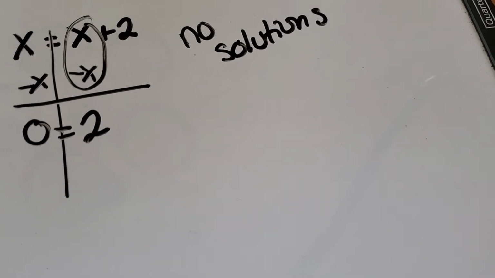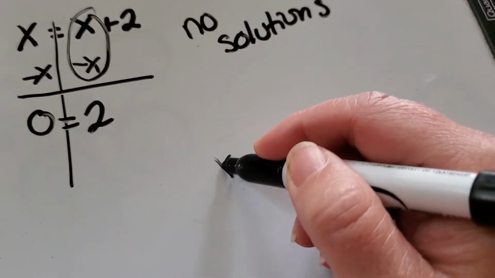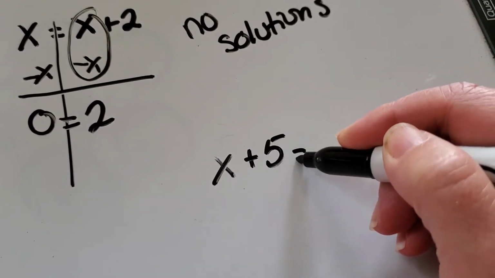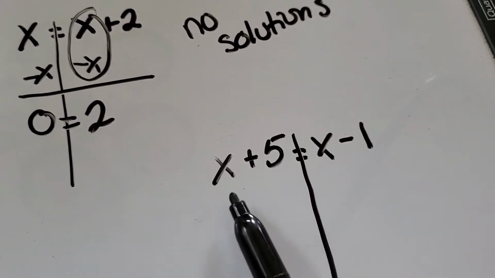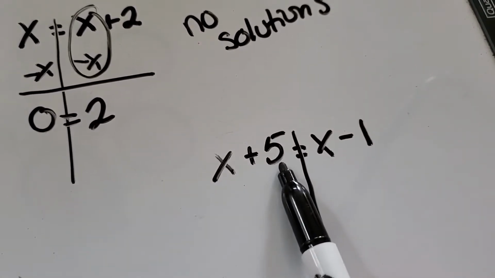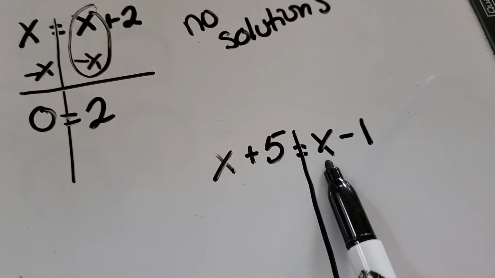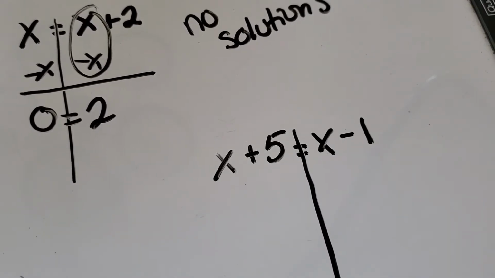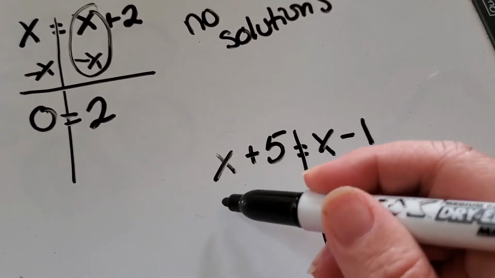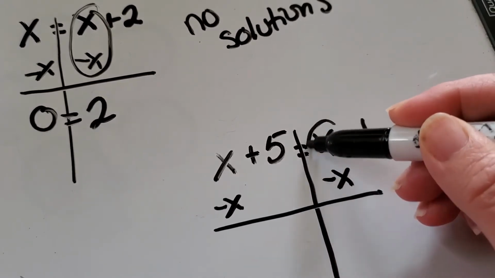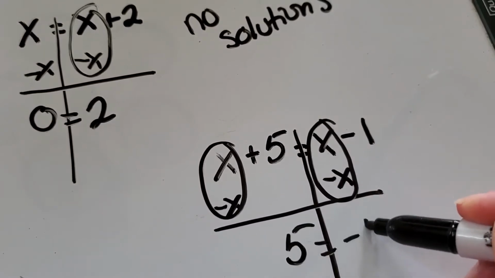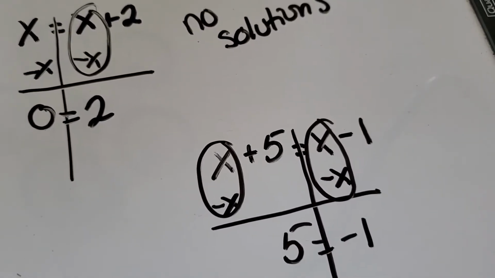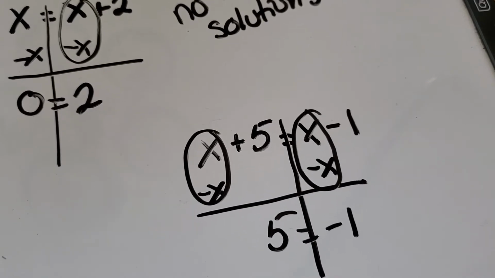Now let's think about another one. What if I gave you x plus 5 equals x minus 1? Same idea. Is there a value that you can add 5 to and you get the same answer as if you took that value and subtracted 1? Never going to work. And again, if you try to subtract x from both sides, they're gone on this side, they're gone on that side. You end up with 5 equals negative 1, which makes no sense at all. And so there's another indication that there's no solutions.